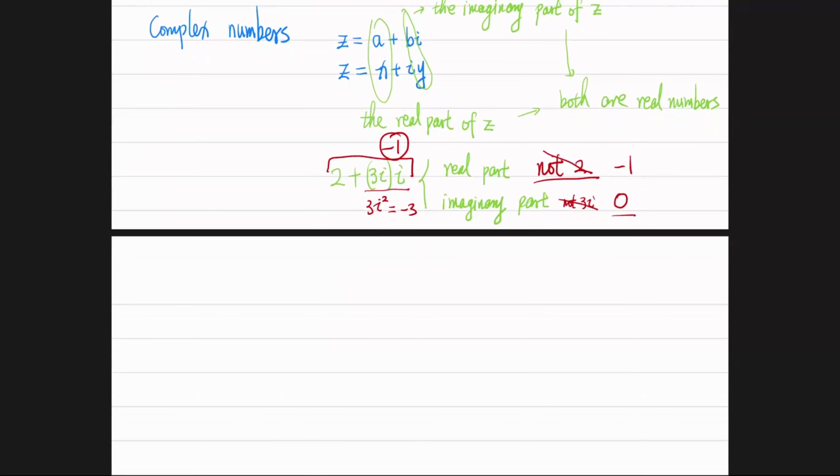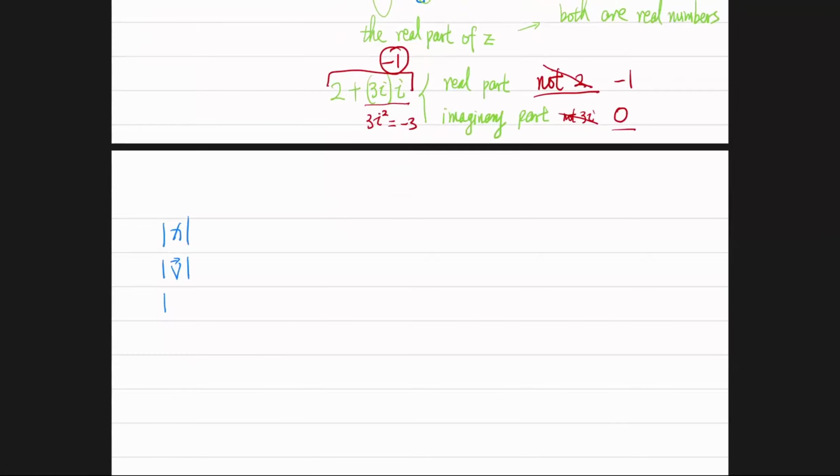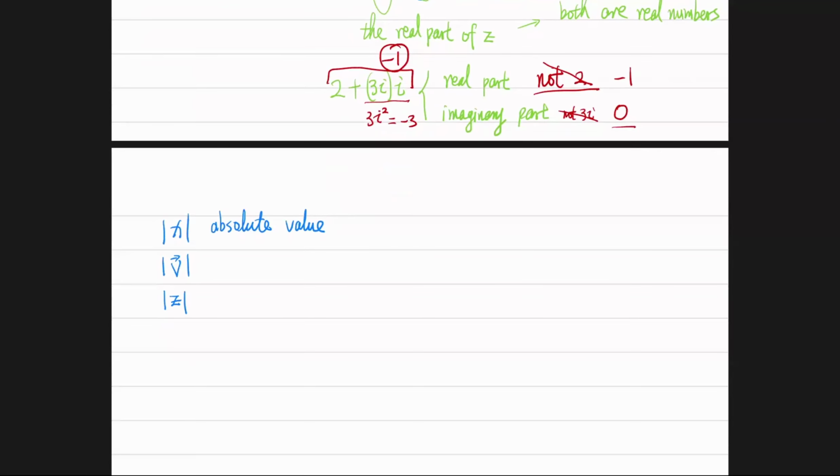Then, for real numbers, we have the absolute value. For vectors, we have the magnitude. For complex numbers, we introduce the modulus, absolute value. Doesn't that equal r according to my sheet? Okay, there will be, but step by step. So this is called the magnitude, and this is called the modulus.